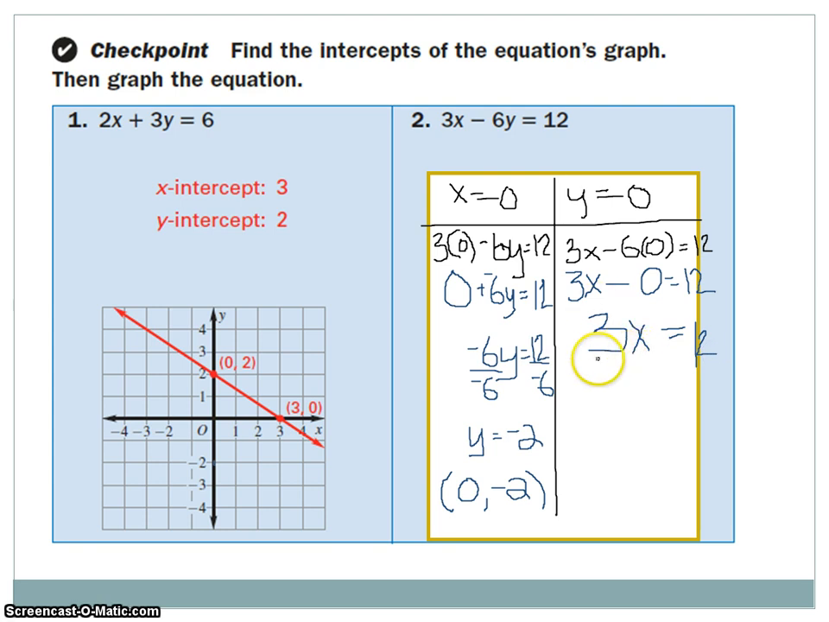3 times x, this is the coefficient 3, so divide by 3, that crosses out. 12 divided by 3, do it to both sides, x equals 4. So what's your ordered pair? Well, x is 4, y is nothing. Again, it's going to cross right here on the x-axis at 4. 2 points that you're plotting.